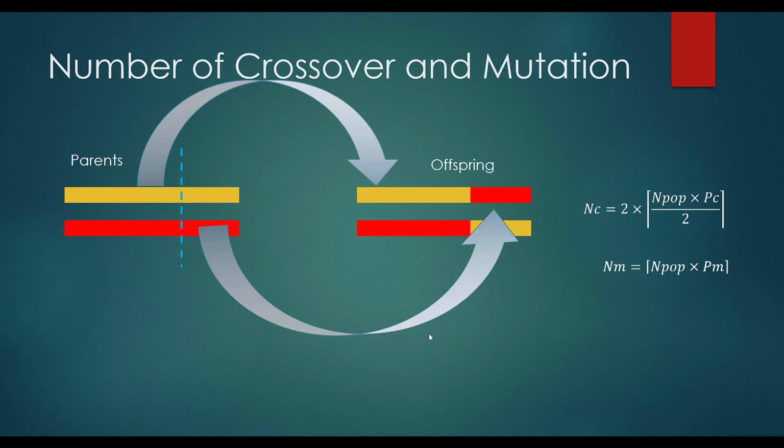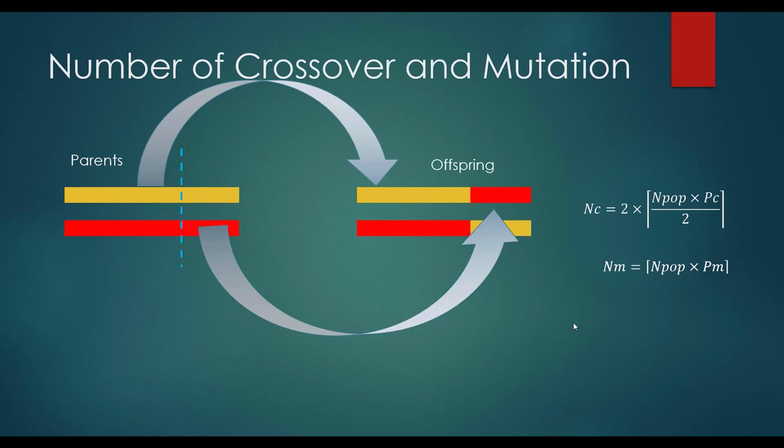But for the mutation, we do not need an even number, so we can use this formula here. We just round our formula. So NM would be equal to NPOP multiplied by PM. These two formulas are used to determine the number of crossover and the number of mutations.